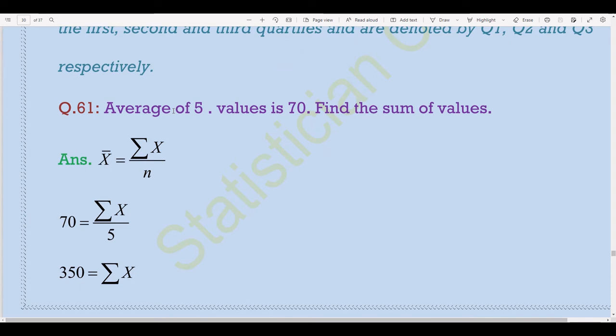The average of 5 values is 70. Find the sum. x bar is equal to sum of x over n. When you calculate sum of x by cross multiplication, it will be n x bar. Sum of x is equal to n x bar. Your n is 5 and x bar is 70. Multiply 70 by 5. The answer is sum of x equals 350.